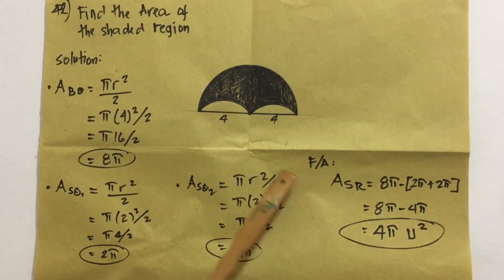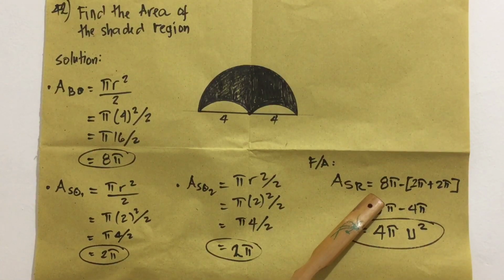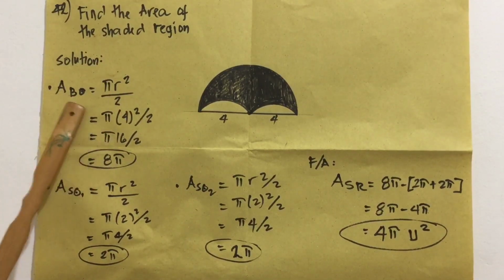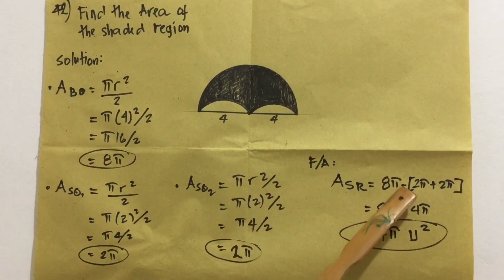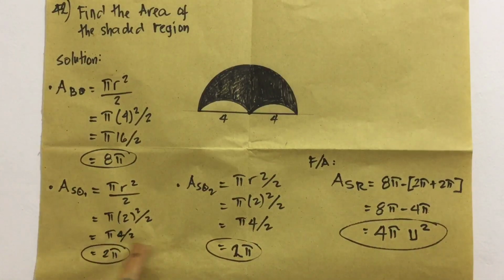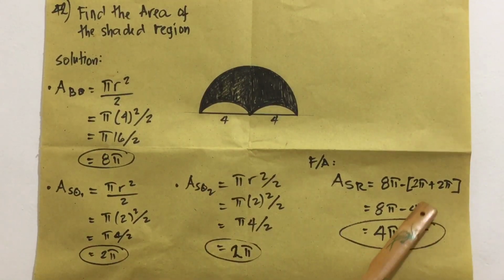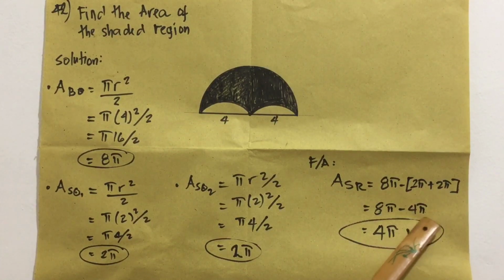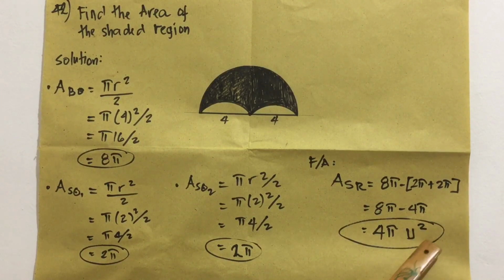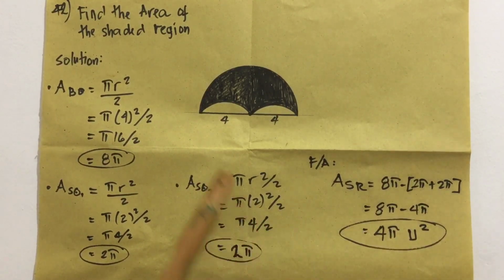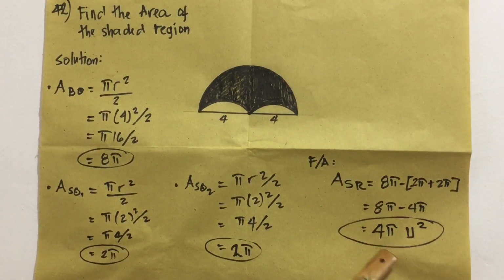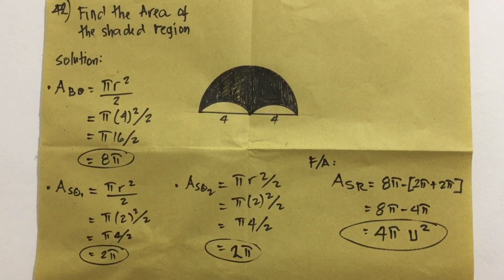The final answer: the area of the shaded region is equal to the area of the big semicircle, we have 8 pi, the result. Then minus the sum of the two small semicircles. We have 2 plus 2 equals 4 pi. Then we're going to subtract: 8 minus 4 equals 4 pi square units. So the measurement of the shaded area here is equal to 4 pi square units.